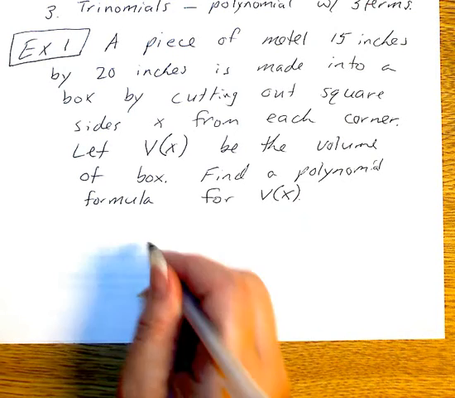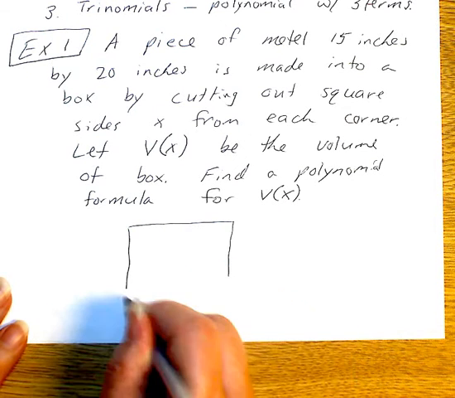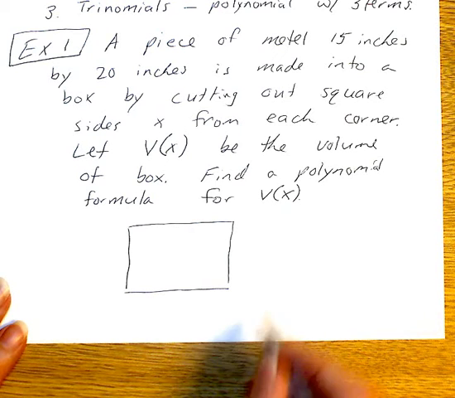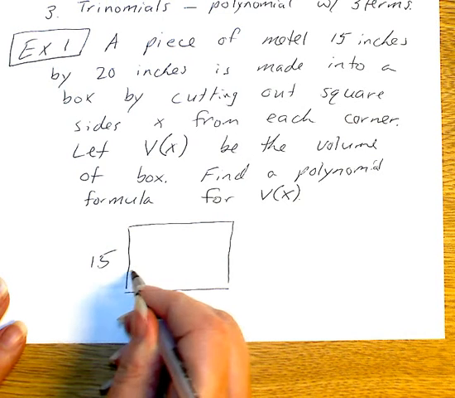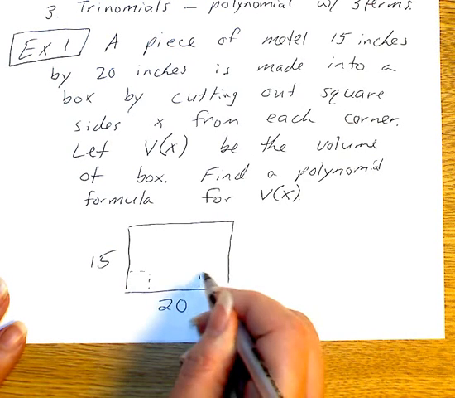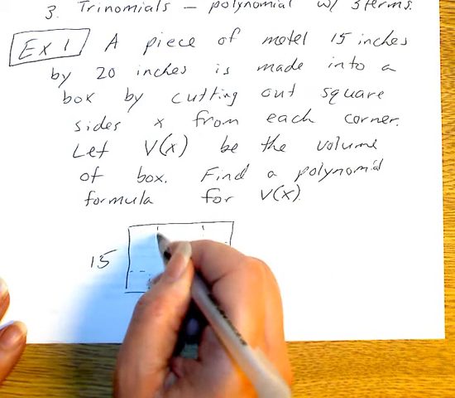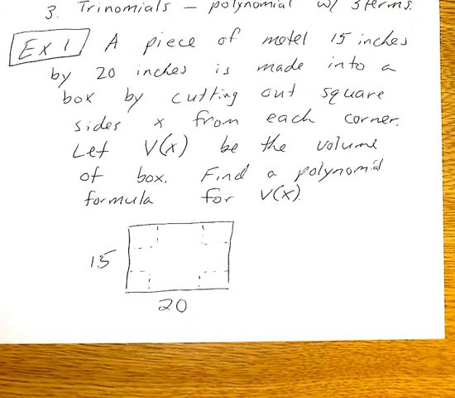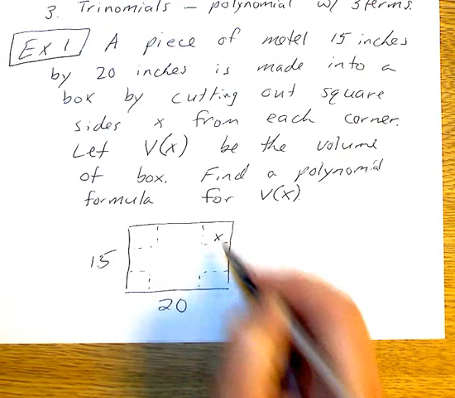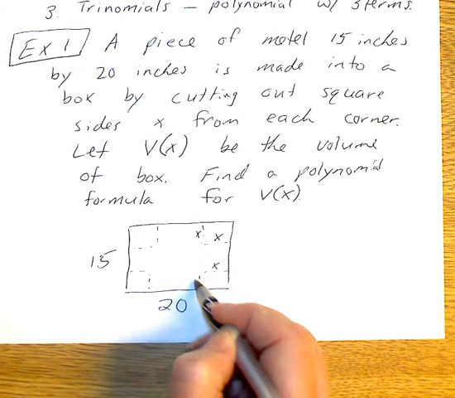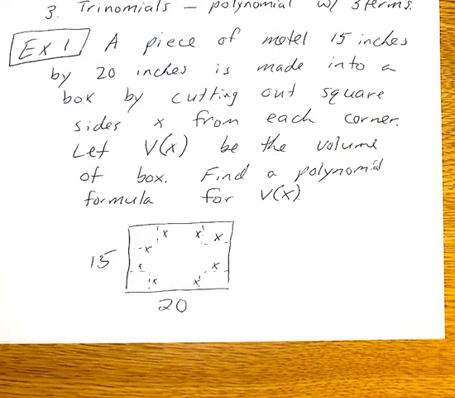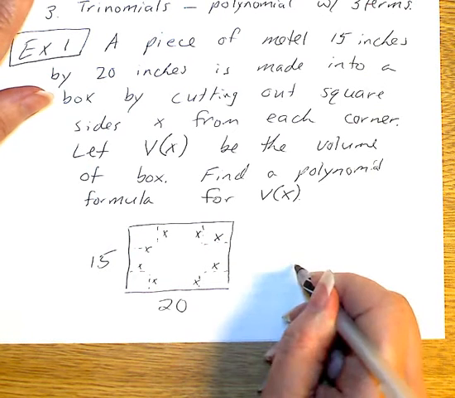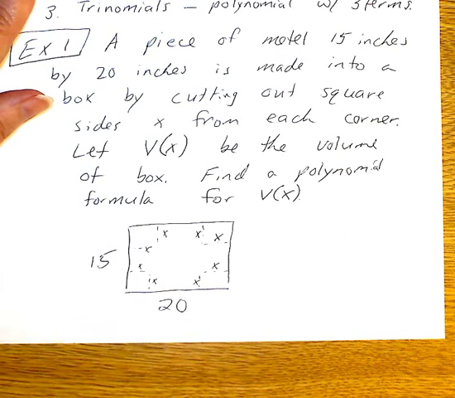So, what we have is your piece of metal, and it was 15 by 20, and we are cutting out the corner pieces x in width. It's going to be a square that we're cutting out. So each one of these are all x's because they're squares. So we are looking for the volume of the box, once we fold it up.